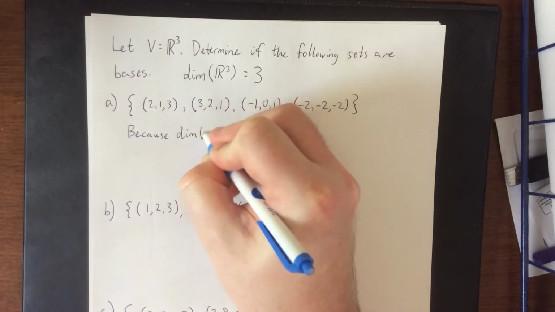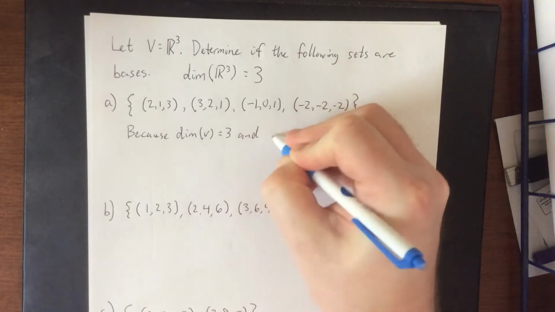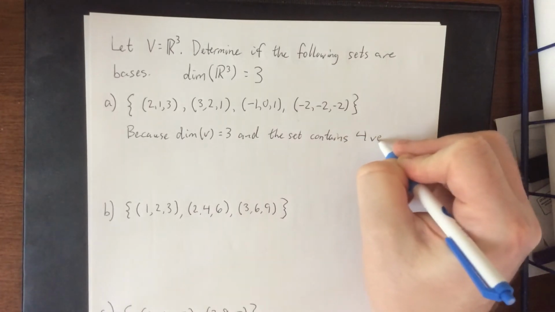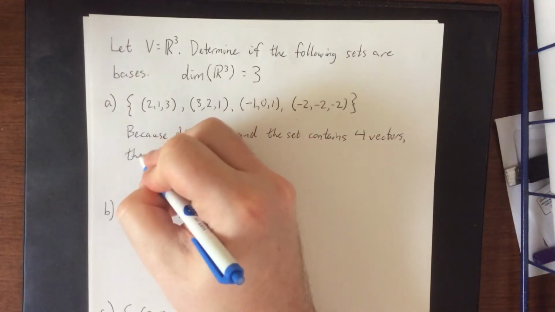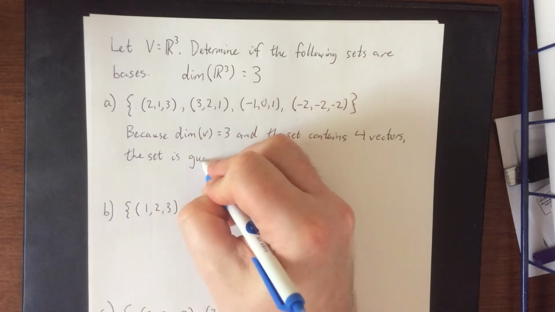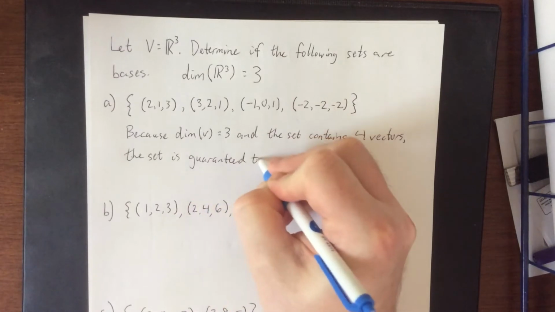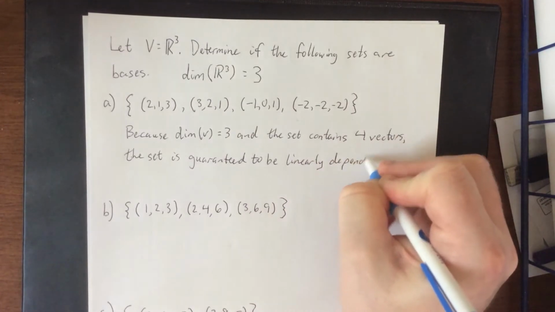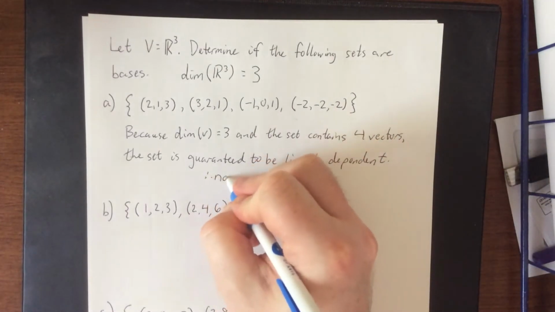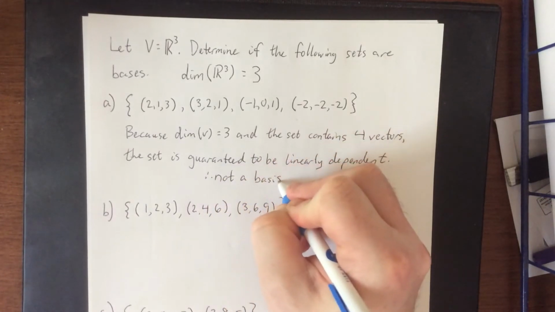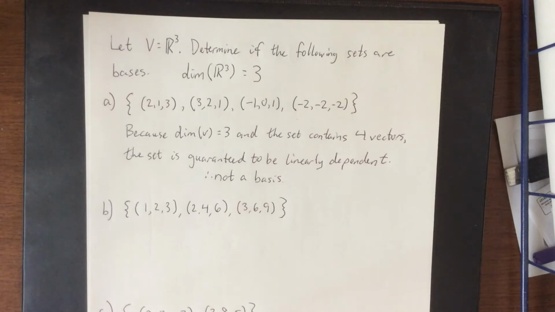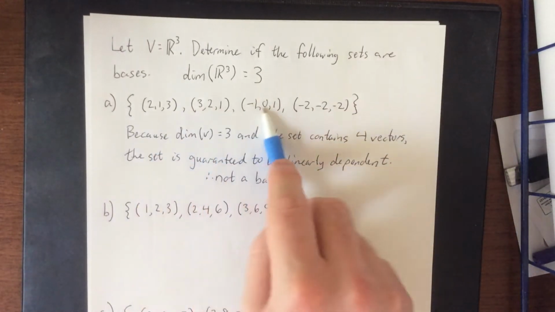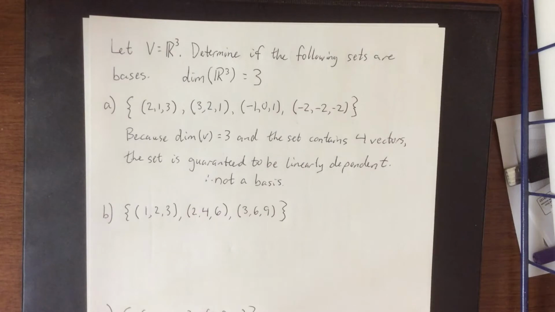Because the dimension of our vector space in question is 3, and the set contains 4 vectors, the set is guaranteed to be linearly dependent. And because it's linearly dependent, we can draw the conclusion that it is not a basis. A basis is defined as something that is both linearly independent as well as a spanning set. So because this one is linearly dependent, one of these vectors is guaranteed to be expressible as a linear combination of the others. As such, it is not a basis.